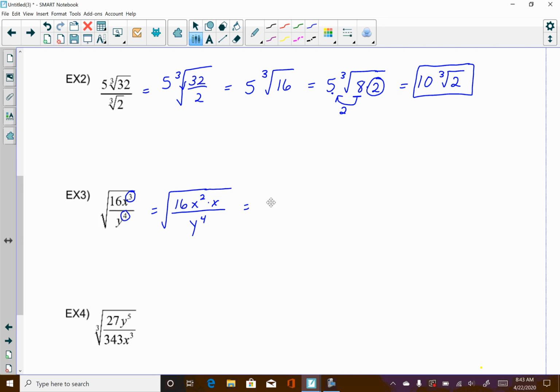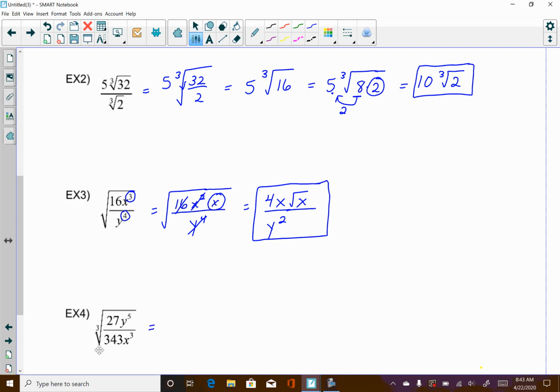And now I'm just going to come through and take the square root of everything that I can. So the square root of 16, 4. Square root of x squared is x. Square root of y to the fourth, y squared. And then I still have this x up top, so I just leave it up top. So 4x times the square root of x, all divided by y squared. Final answer.